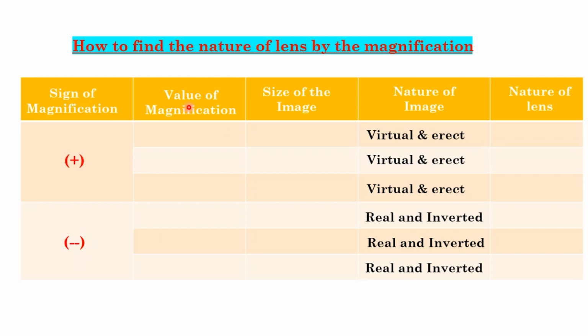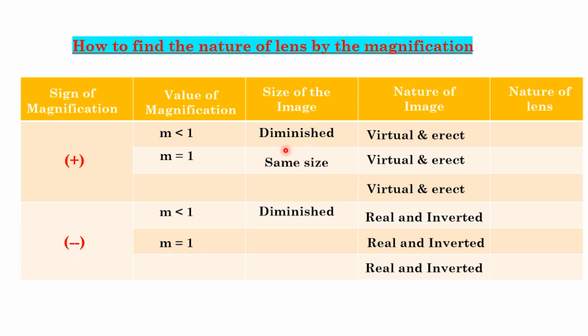Now the value of magnification can be less than 1. If the sign of magnification is positive and the value is less than 1, then it is diminished. When the value is less than 1, the image is diminished. I have already told you, this is the short recap of the last lecture. If magnification is 1, it is of the same size, and if magnification is greater than 1, it will be enlarged.